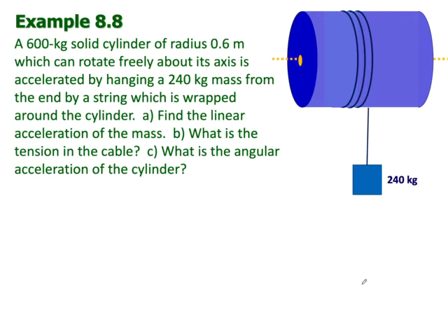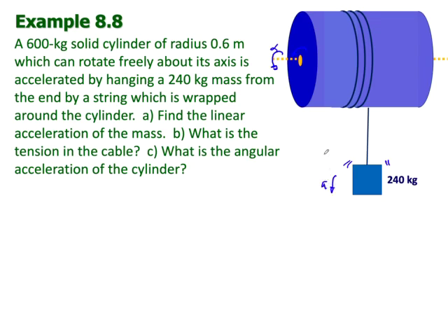And I need to explain why this is a more difficult problem. The problem here is that we've got a rope wrapped around this cylinder. And what's going to happen is this thing is going to angularly accelerate this way. At the same time, this mass is going to linearly accelerate downward.